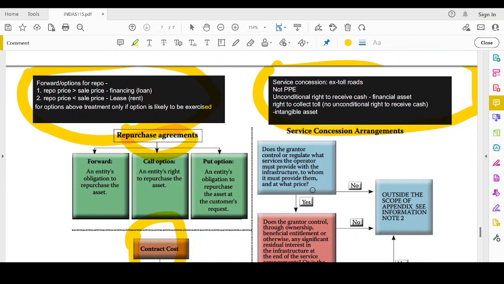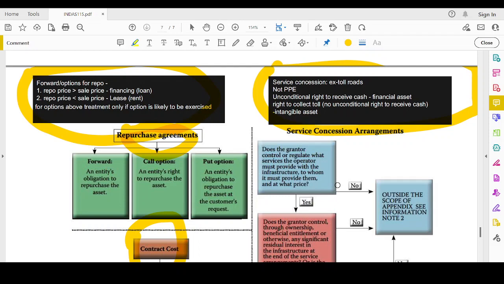Now three more concepts. One is repurchase agreements, then contract costs, and then service concession arrangements. First, repurchase agreement. A repurchase agreement means I have sold you something and I have made an agreement to repurchase it from you. The standard believes some link is missing here, so it says it should be classified into three things: one is a forward, one is a call option, and one is a put option. A forward is where the entity has an obligation.